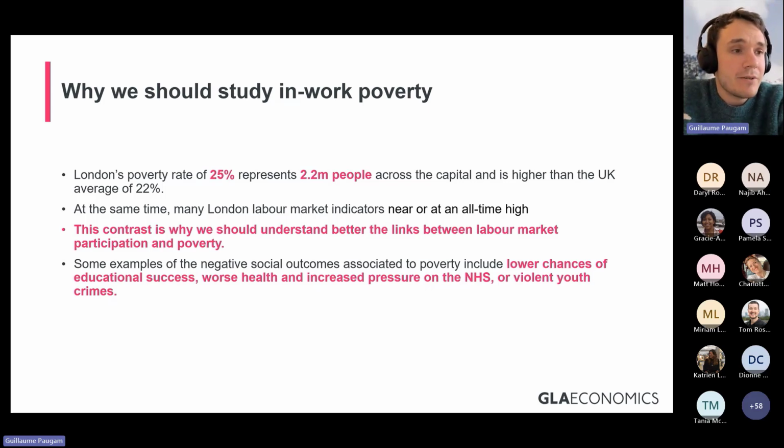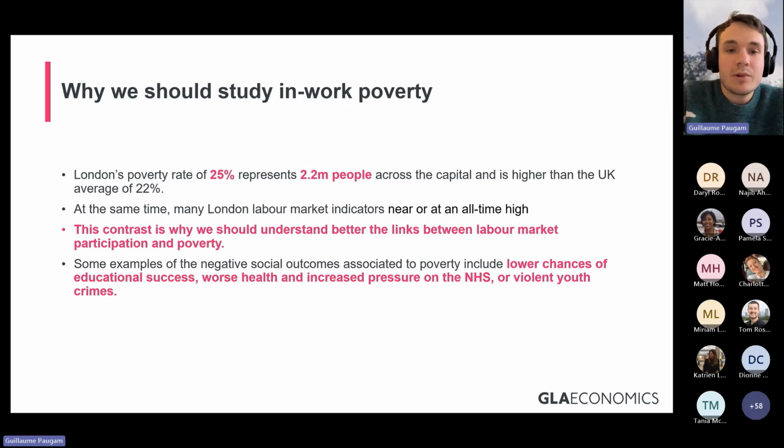You know, the employment rate in London is higher than in the UK on average. There's never been more payrolls, resident employee jobs in London. And so I really think it's this contrast between the apparent health of the labour market and the high poverty rates that mean we should understand better the links between labour market participation and poverty.